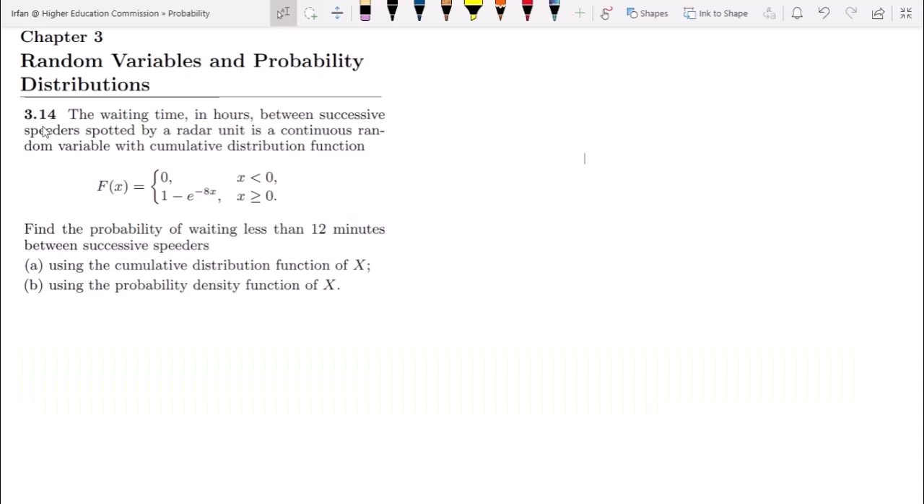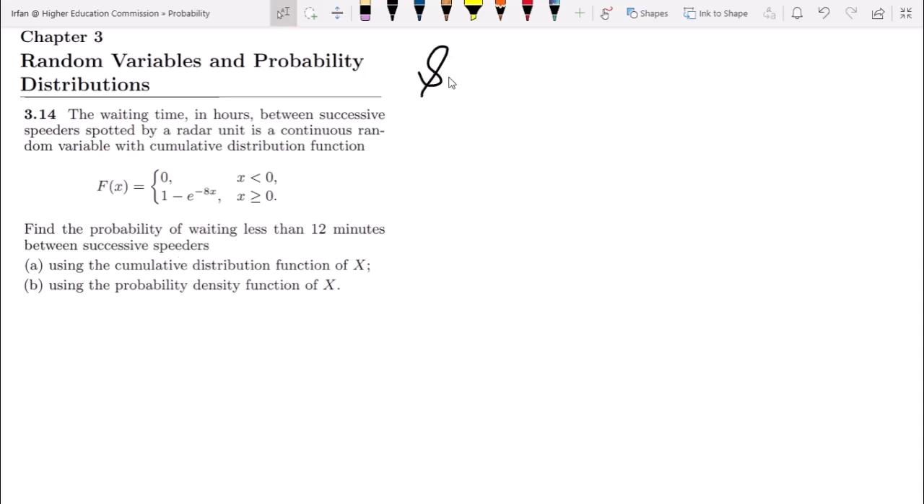So this is question 3.14 of chapter 3, and the statement is: the waiting time in hours between successive speeders spotted by a radar unit is a continuous random variable with cumulative distribution function. The CDF is given as 0 for all values less than 0, and 1 minus e to the power of minus 8x for all values greater or equal to 0. Here we have to find the probability of waiting less than 12 minutes between successive speeders.